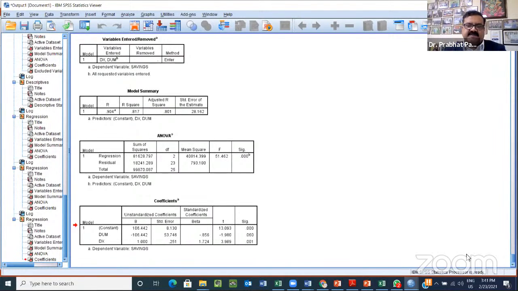One is simply finding out the differential, the differences, comparing the three categories. Another, I gave you the example of how the pre-event and the post-event can be compared using dummy. So there are other applications of dummy as well.